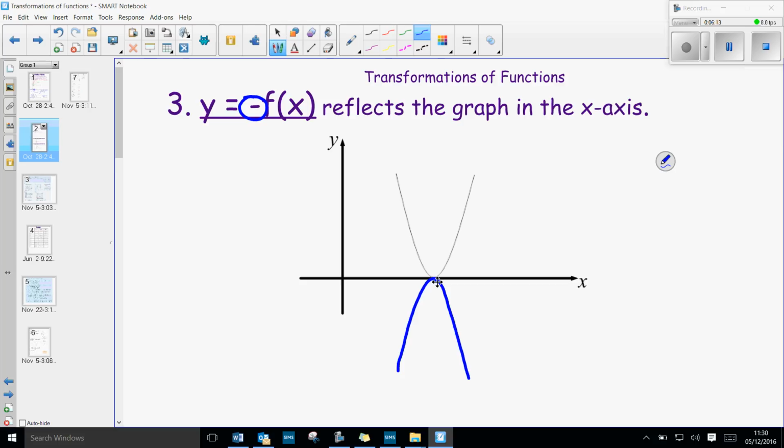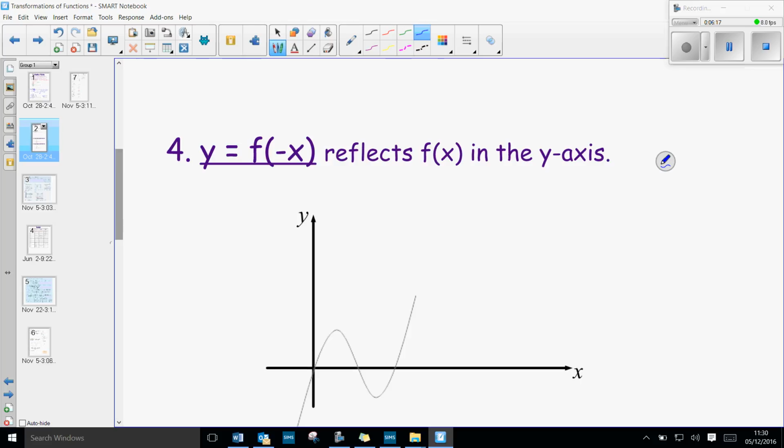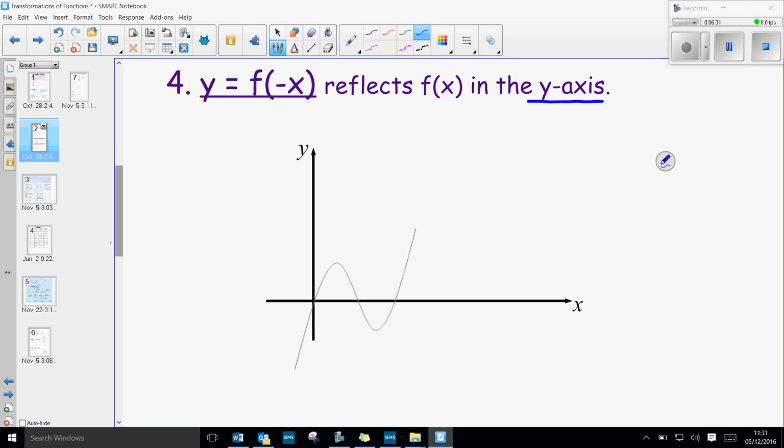Alright, so the next one. This is where the negative sign is inside the bracket. Because the negative sign is inside the bracket, this one is a reflection in the y-axis. So if that was my original function, this would be f of minus x, because I've reflected the whole function in the y-axis. Okay, so the next one.